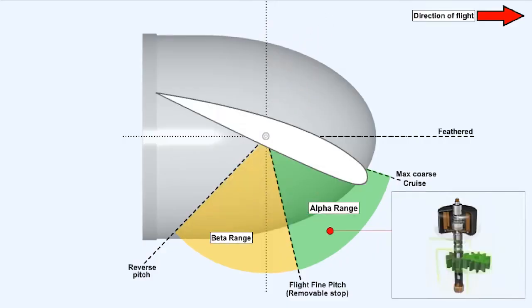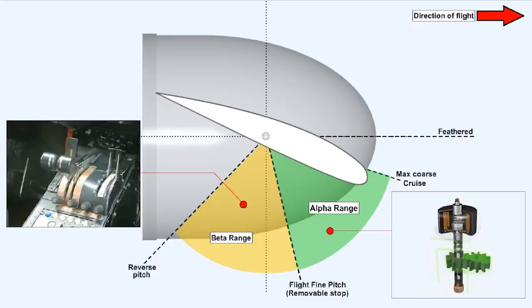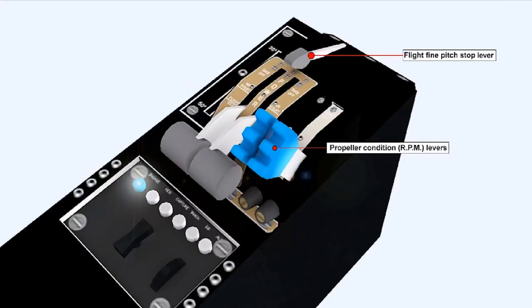With the propeller blades functioning within the alpha range, their pitch is controlled automatically by the propeller control unit, whilst within the beta range their pitch is controlled by the operator's movement of the engine power lever. In most aircraft, the selection of the beta range is made by movement of the flight fine pitch stop, the FFPS lever. Alternatively, in some systems the selection can be made via the condition lever, that is the RPM lever, itself.